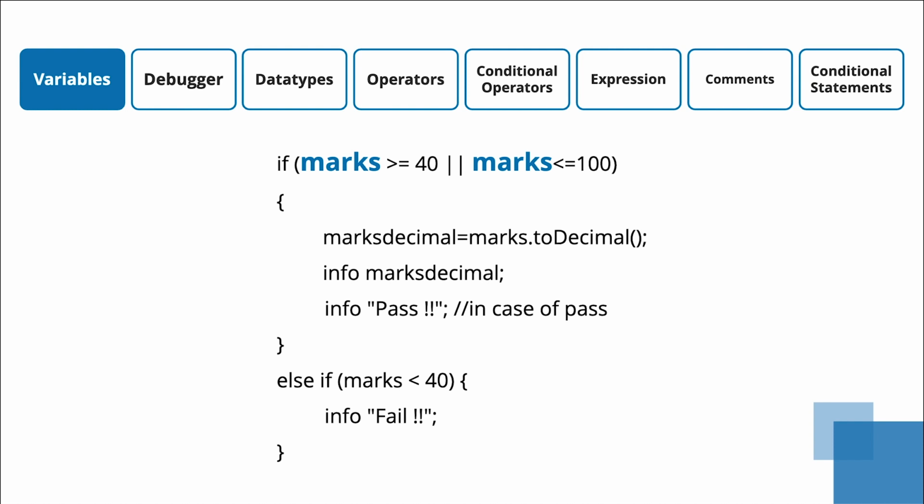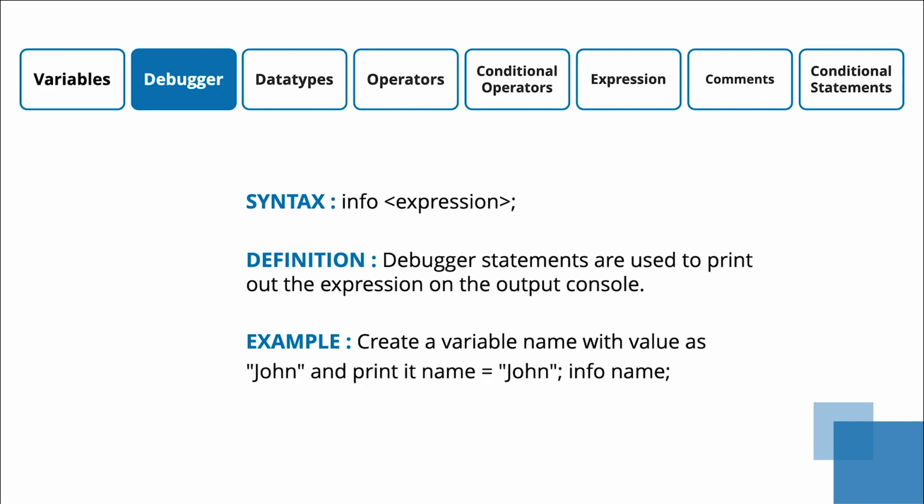Now we've reached a point where we've assigned the bucket a value, but we're not sure what that value is or if it's right. For that, we need a sort of output statement that displays the final output of the entire expression. These are called debuggers. The syntax, or the way it's written, is info, space, and whatever you want to see in the final output.